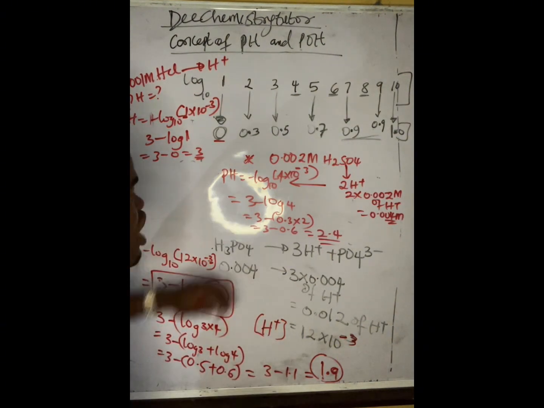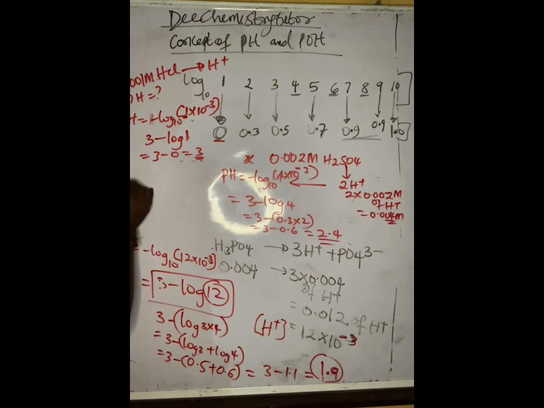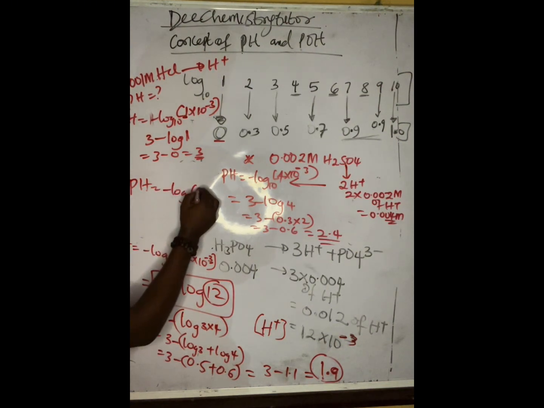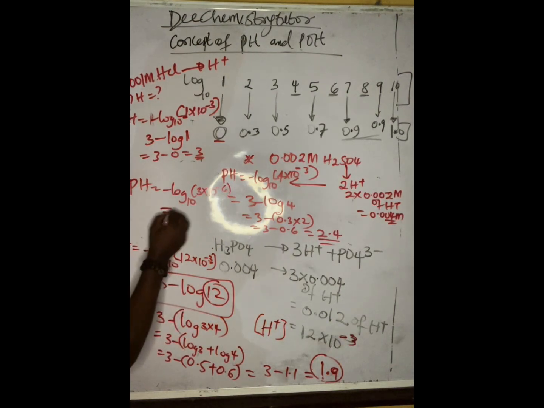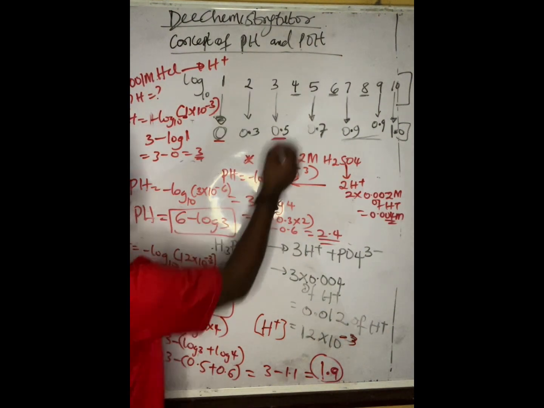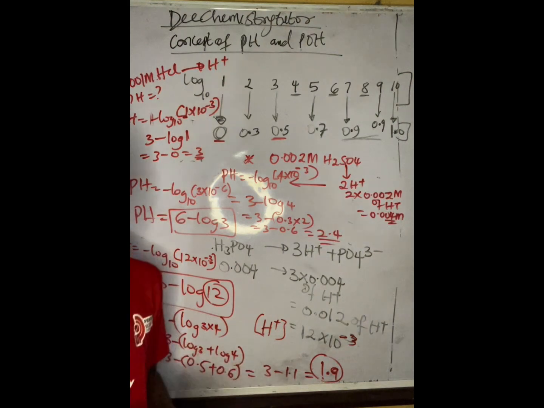It's very easy. If you do this one, drop the answer in the comment section. Let's say I give you something like this: pH equals minus log of 3 times 10 raised to the power minus 6. What is the pH? You know this is minus 6, so it will just be 6 minus log 3. That's the pH. So what is log 3? It is 0.5. 6 minus 0.5 is 5.5. That's the way you get that.